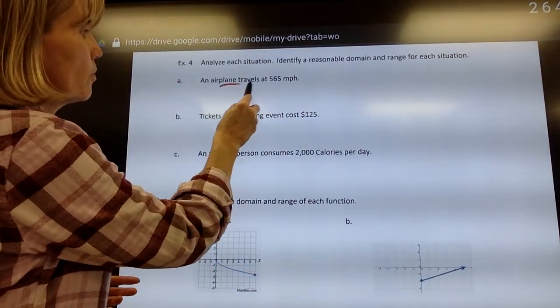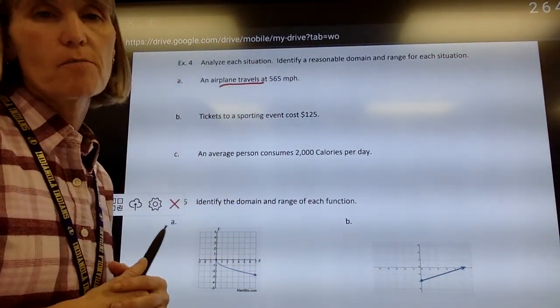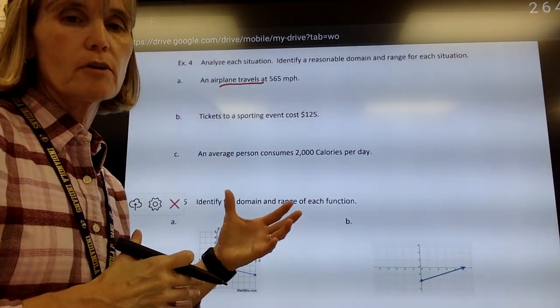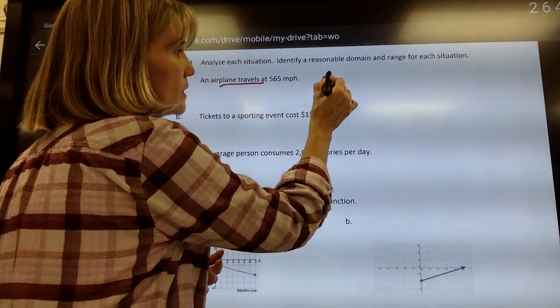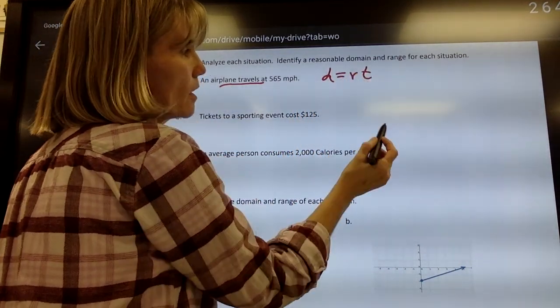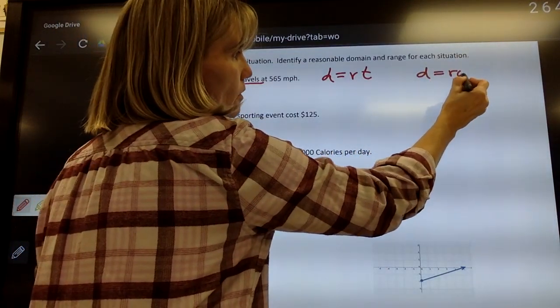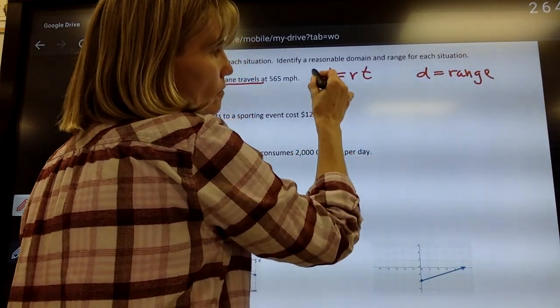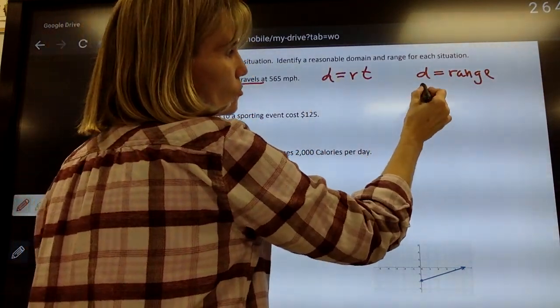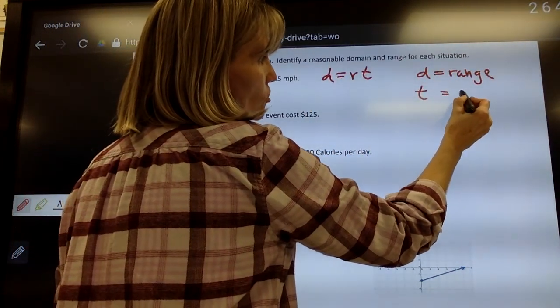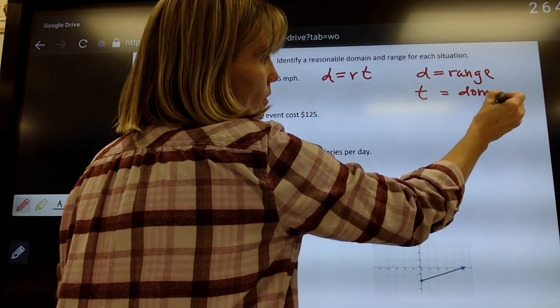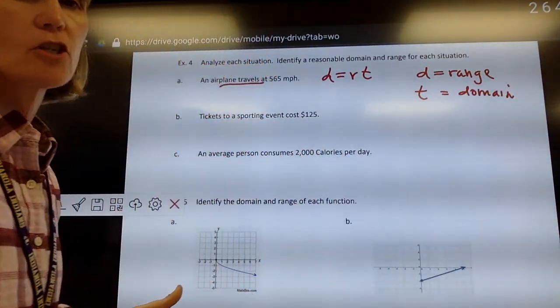Okay, when I look at an airplane traveling at 565 miles per hour, what I'm considering is the distance. This is like saying distance equals rate times time. So distance is my range, that's kind of the y by itself. Distance is the range, and the time is equal to the domain. Okay, so what kind of time values can you plug in?